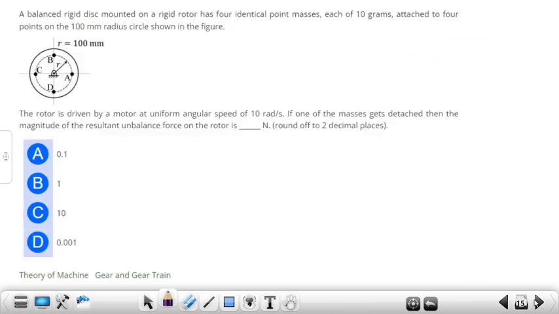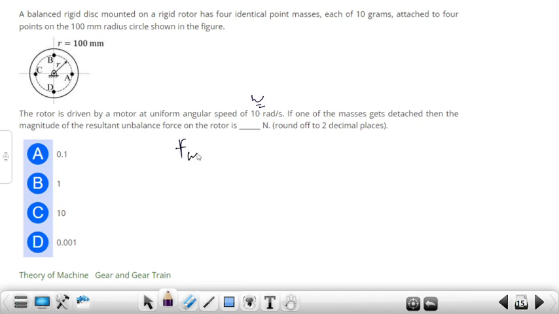Next question. A balanced rigid disc mounted on a rigid rotor has 4 identical point masses, 10 gram each, attached at 4 points on a 100 mm radius circle as shown in the figure. And the rotor is driven by the motor at a uniform angular speed, given omega is 10 radian per second. If one mass gets detached, then the magnitude of resultant unbalanced force on the rotor.